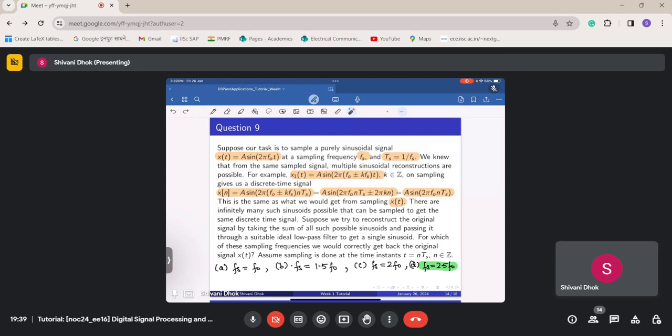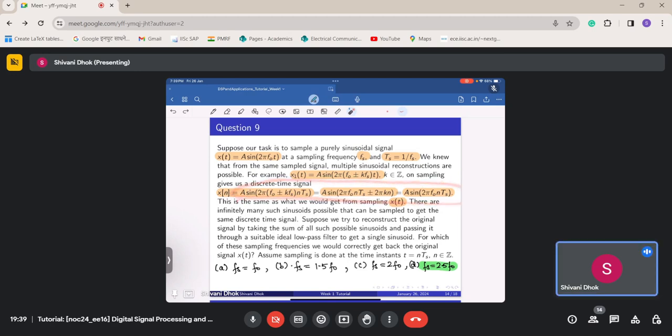No, no. x(t) is sampled, and x1(t) is not reconstructed. The question is, we want to sample x(t) and then we'll get x[n], and that x[n] is equivalent to these three things.